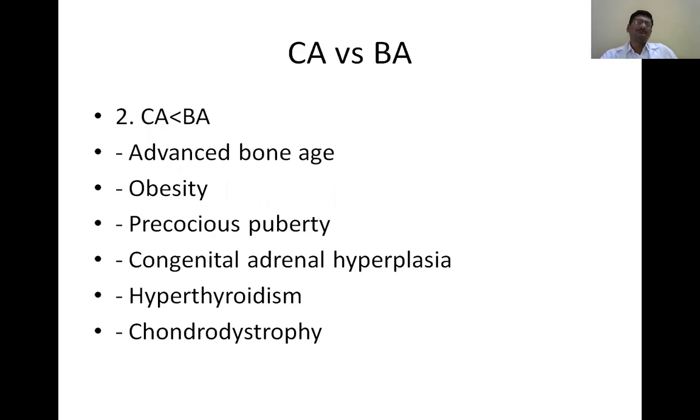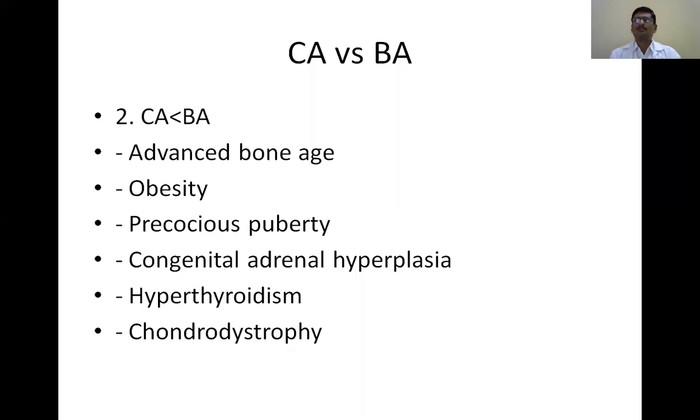Whenever the bone age is more than the chronological age, it indicates there is an advanced bone age. It may be due to obesity, precocious puberty, congenital adrenal hyperplasia, hyperthyroidism, or bone growth dystrophy. These are some of the causes where the bone growth is normally more than the chronological age.